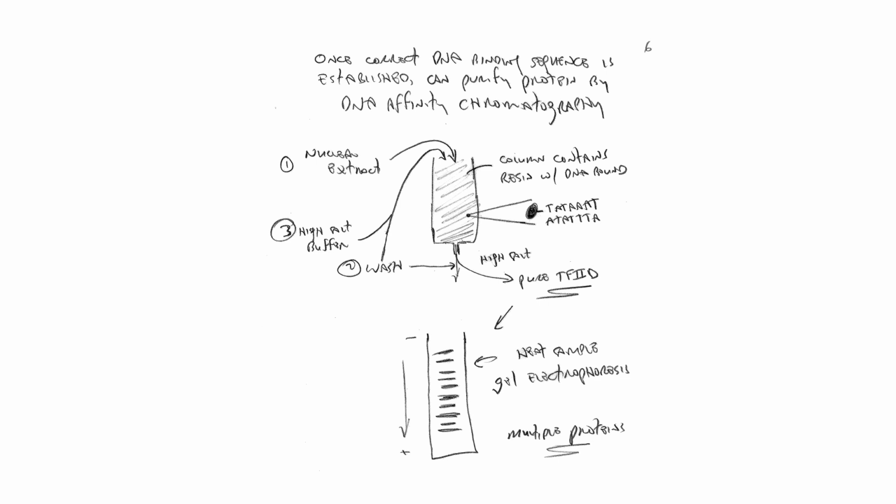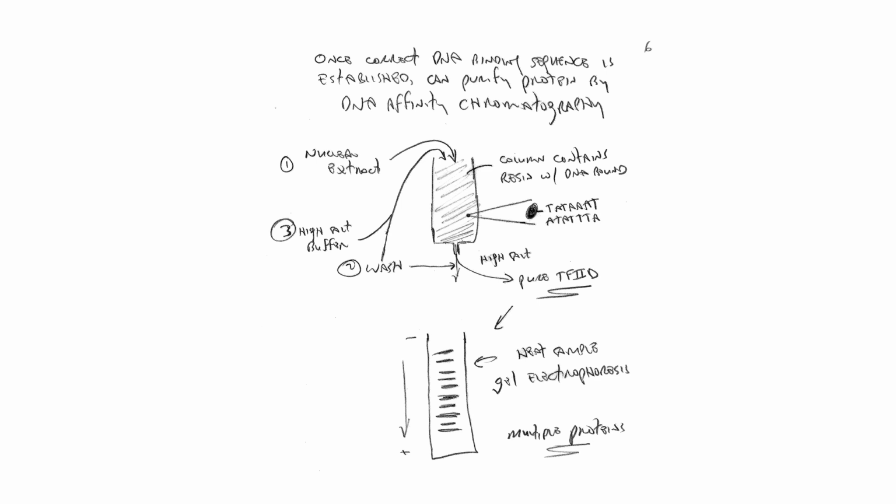Then you take a very high salt buffer, which breaks the non-covalent bonds. These would be either ionic or hydrogen bonds. You put a high salt buffer through that, and that releases the proteins from the bound DNA, and whatever comes out, you collect in a tube. In this case, we'd call it TF2D. So that would be, you purified the protein.